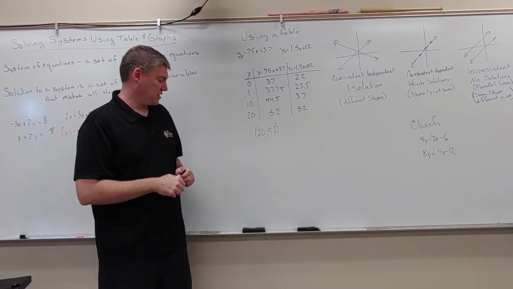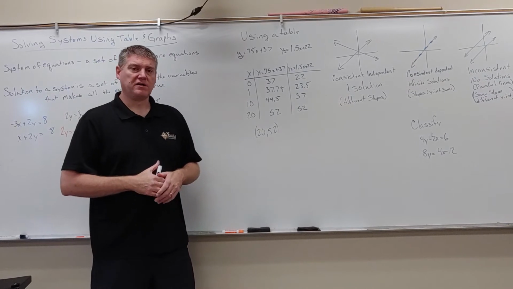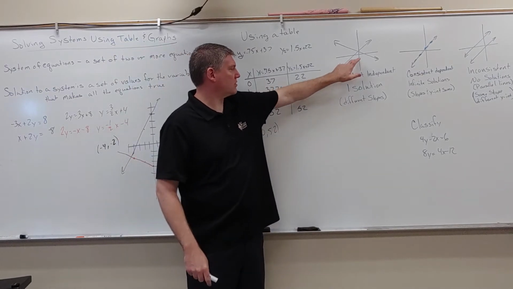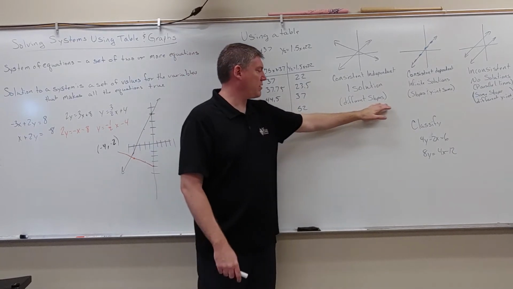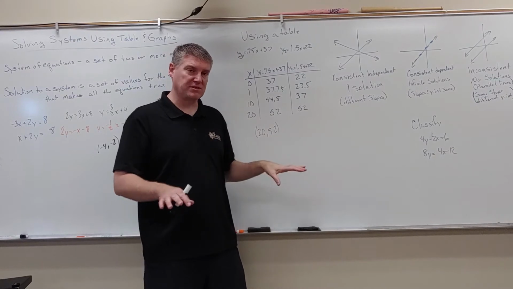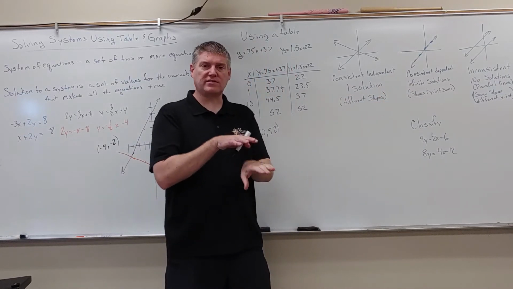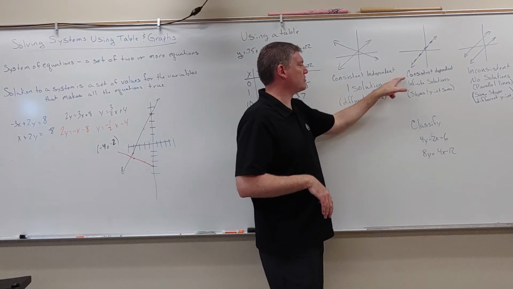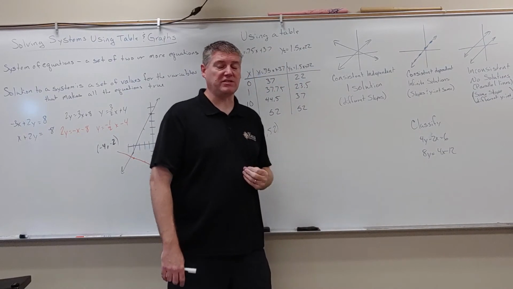Now, the last thing we're going to talk about is classifying these. Two lines can intersect one of 3 ways. They can intersect once, so that's consistent, independent, one solution. The way we determine if they have one solution is they have different slopes. As long as they have different slopes, they're going to have one solution. The next is when I have two lines that are overlapping each other. It's a line on top of a line, so it's really the same line. That's called consistent dependent. There are infinitely many solutions.